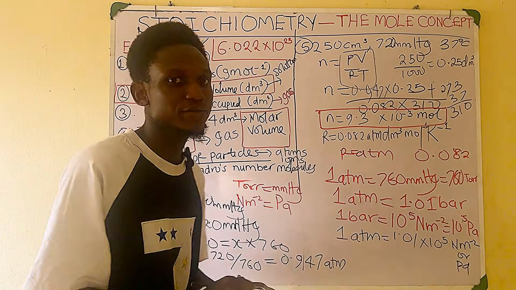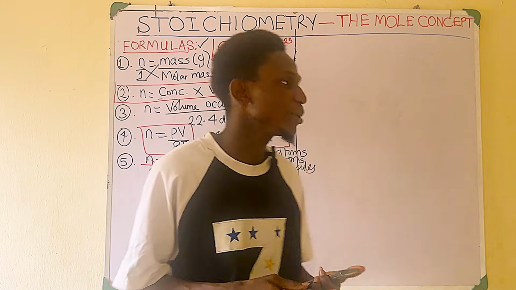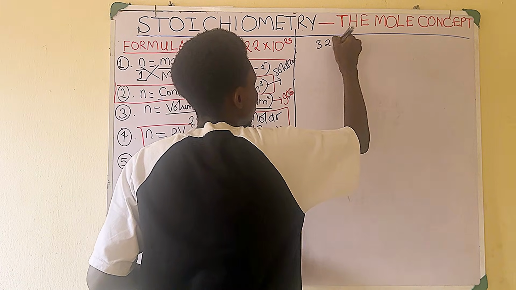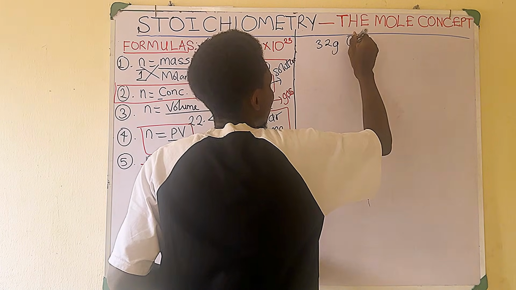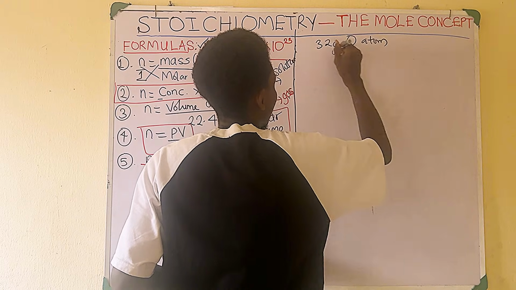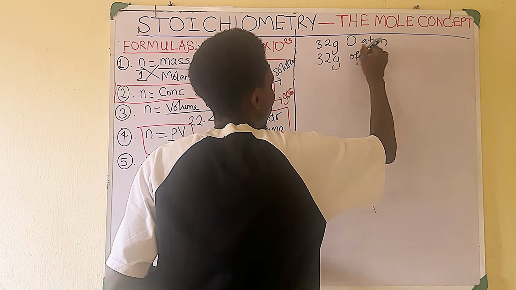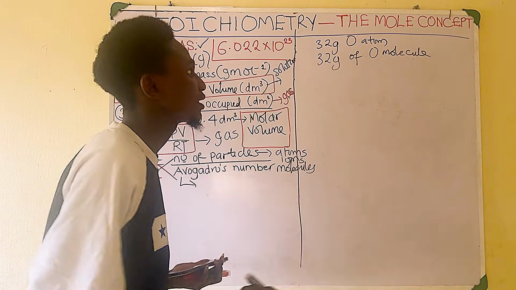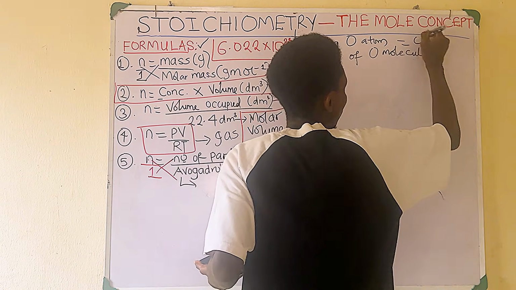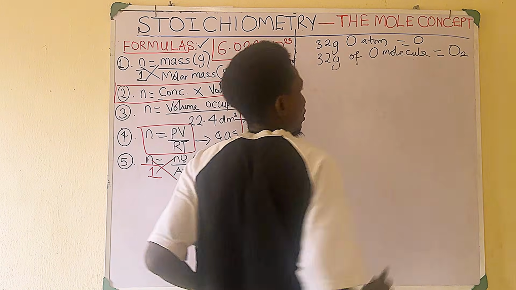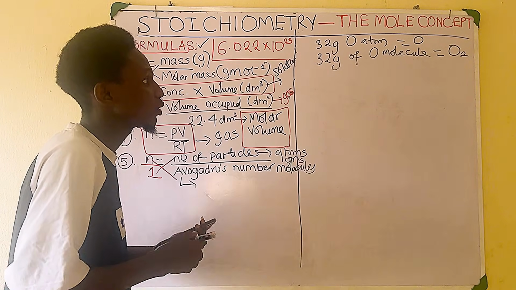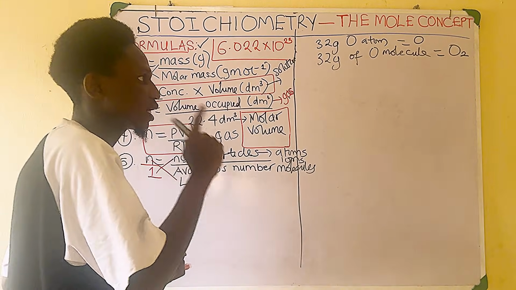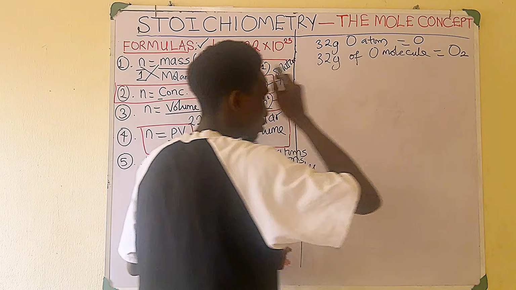Now we have two questions left. Let's quickly run them. So number 6 and number 7, remember it were 32 grams. Let me just write it here. 32 grams of oxygen atom and 32 grams of oxygen molecule. So the first distinction is that oxygen atom is just O, then oxygen molecule is O2. I think I was explaining in the last video. So as a molecule, it exists as O2, then as an atom, it exists as just O, because we have just one atom. So this is made up of two atoms to give us the molecule.